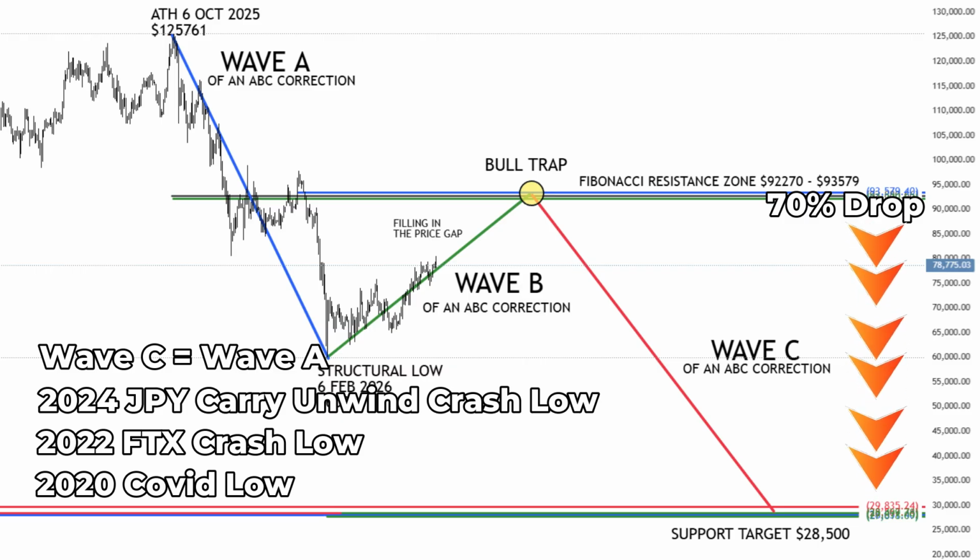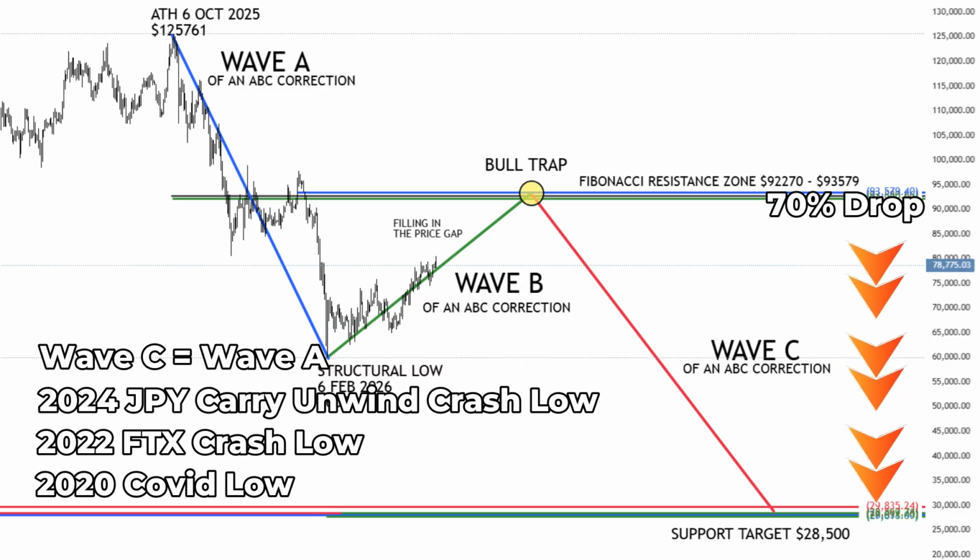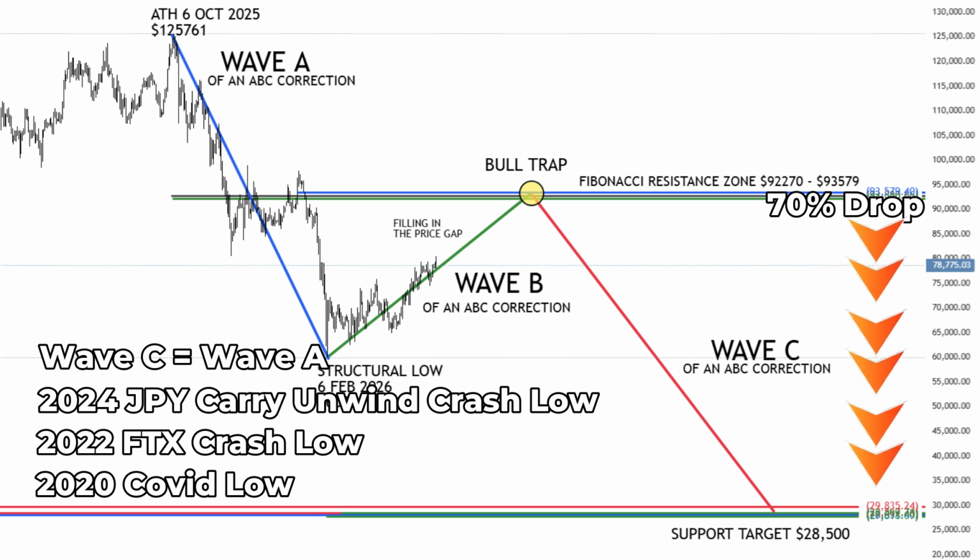$28,500 and the 70% collapse explanation we promised we would deliver on. And here is the important context. We are not saying Bitcoin is finished, far from it. This corrective phase is necessary. It is how markets reset. It is how weak hands get shaken out and how institutional buyers accumulate at the levels that make long-term sense for them.